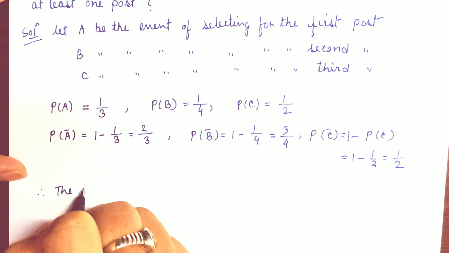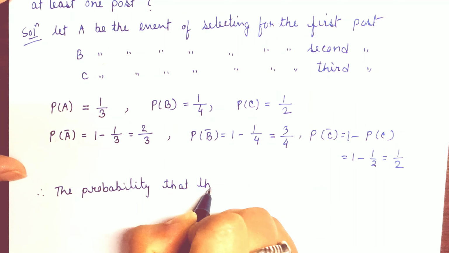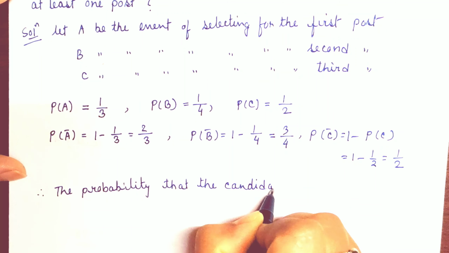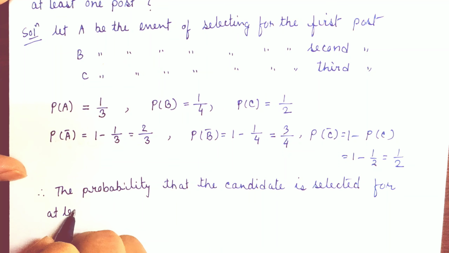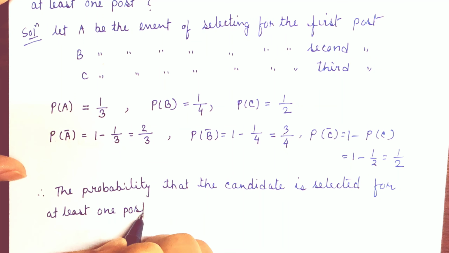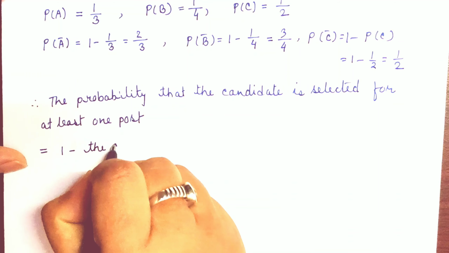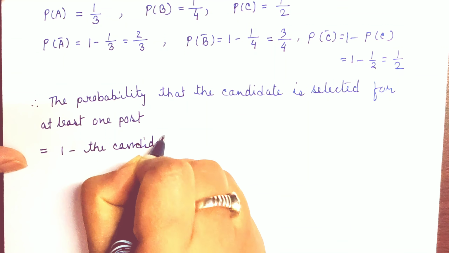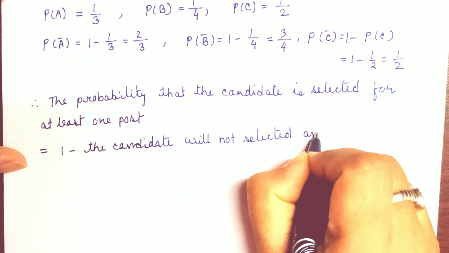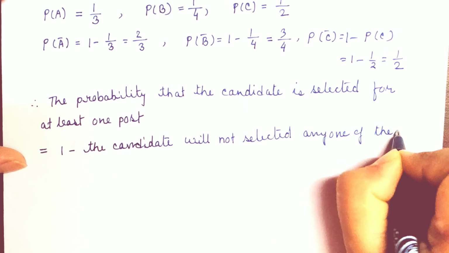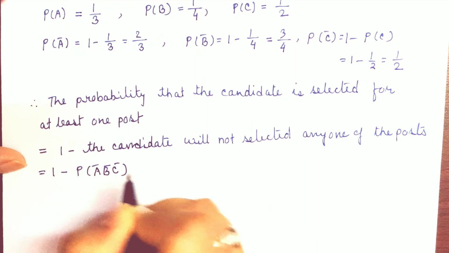Therefore, the probability that the candidate is selected for at least one post equals 1 minus the probability that the candidate will not be selected for any one of the posts, and it will be PA bar into PB bar into PC bar.